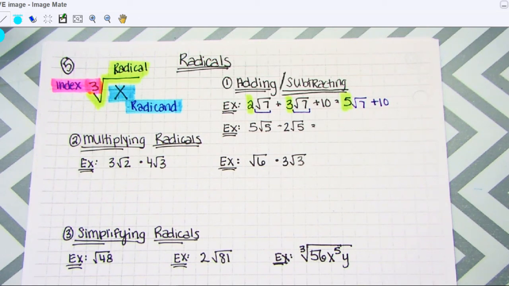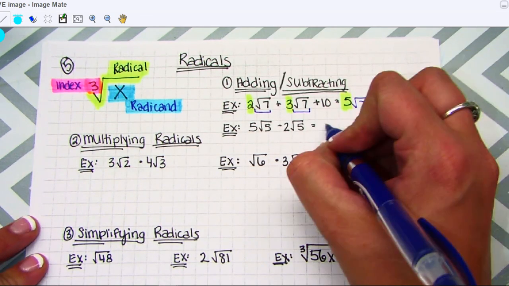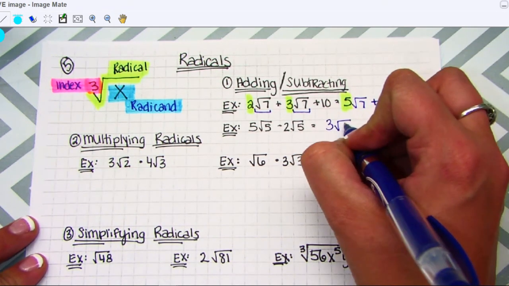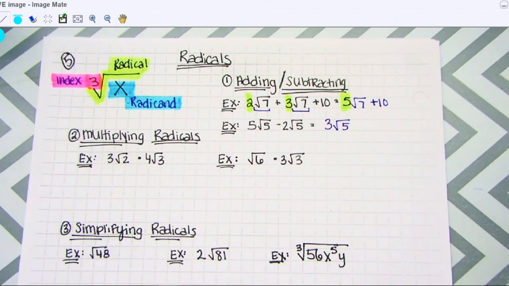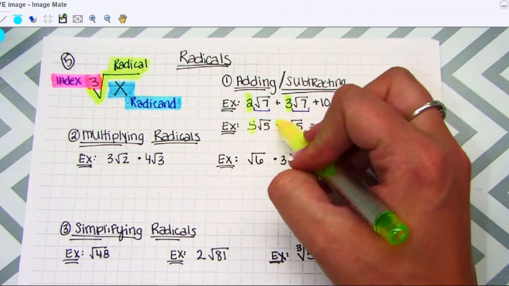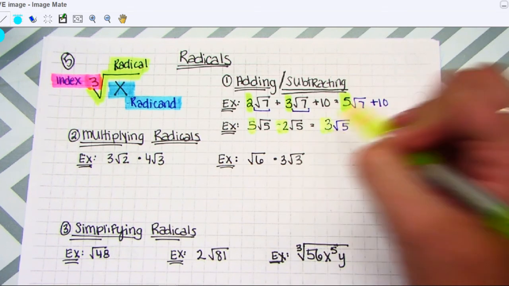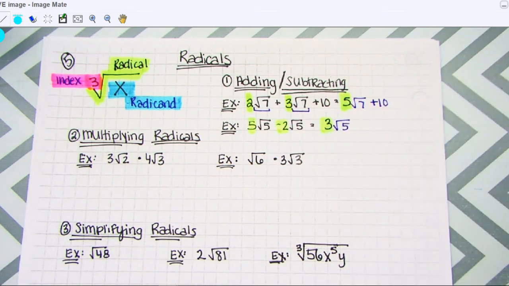Subtracting works the exact same way. If I have 5 square root of 5 minus 2 square root of 5, how many square roots of 5 are left? 3. 3 square roots of 5. All you're doing is paying attention to the coefficients out front, and that's how you get your answer. Nothing happens underneath, it's just the front numbers. The only time that you mess with underneath the radical is when you multiply.